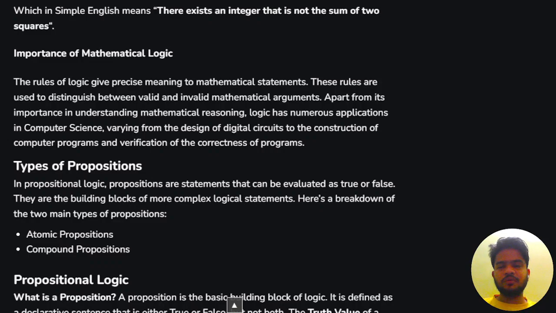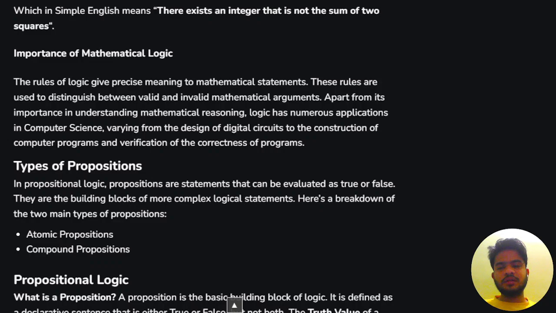Now let us understand the importance of mathematical logic. The rules of logic give precise meaning to mathematical statements. These rules are used to distinguish between valid and invalid mathematical arguments. Apart from its importance in understanding mathematical reasoning, logic has numerous applications in computer science, varying from the design of digital circuits to construction of computer programs and verification of correctness of programs.